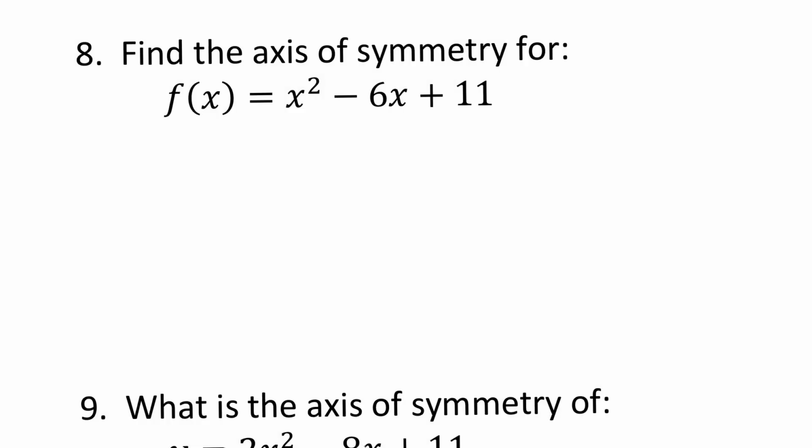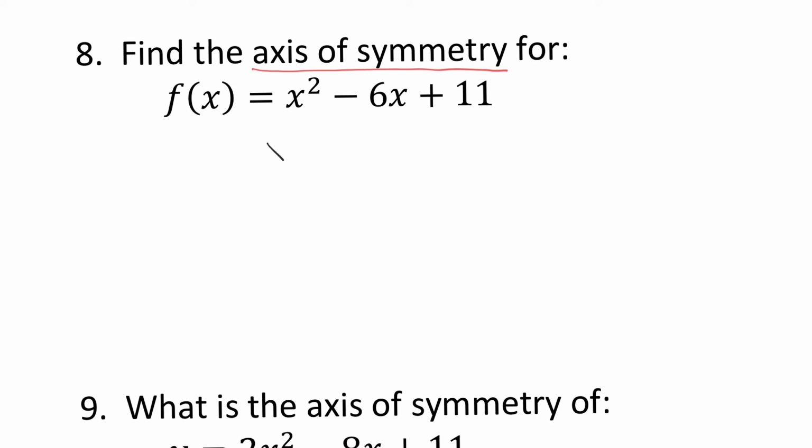Number 8 says find the axis of symmetry. So we are looking for the axis, which is a vertical line that cuts the parabola in half. And I'm saying parabola because it is a quadratic function. You have an x squared. We have f of x equals x squared plus 6x plus 11. So it is a quadratic, it is a u-shape, the graph, a parabola, and we're looking for the axis of symmetry.